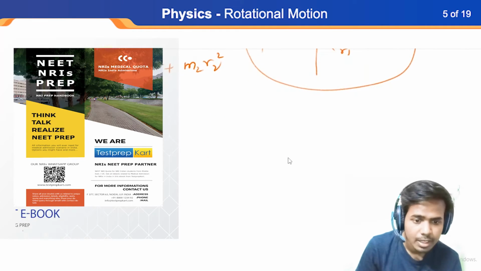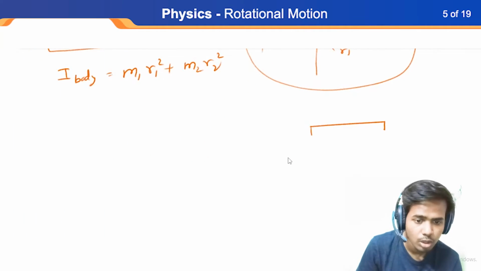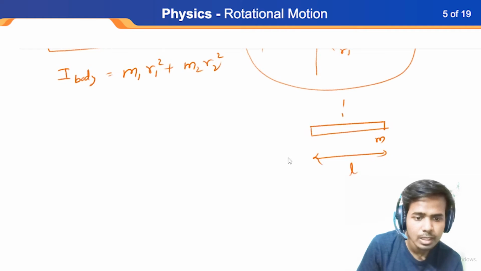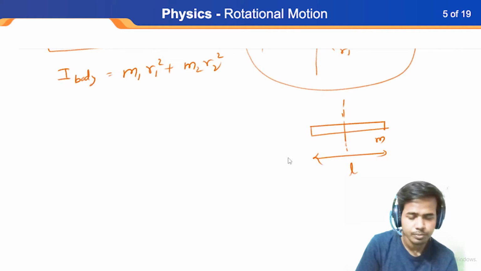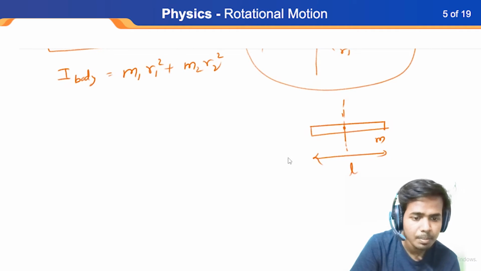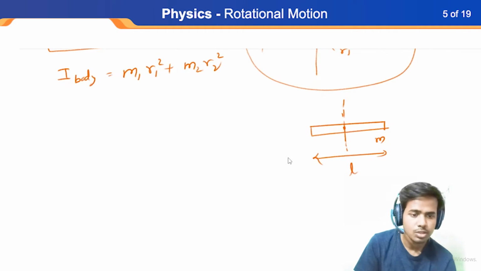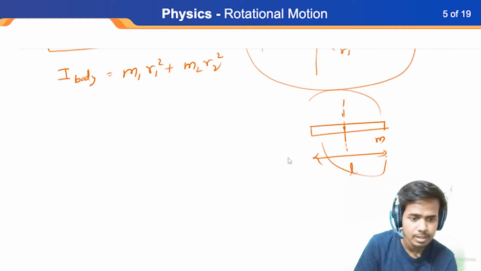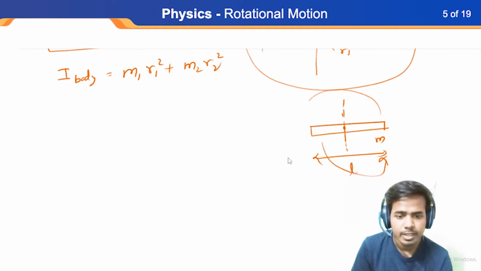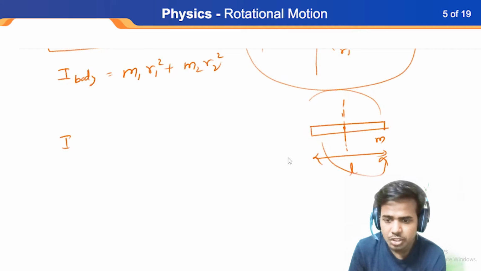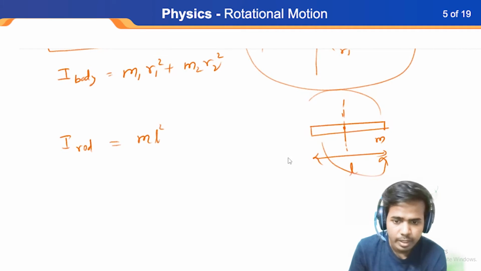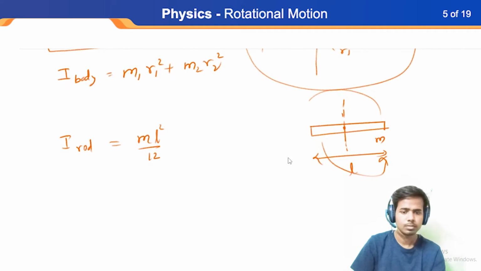For example, if you have a uniform rod of mass m and length l, the obvious thing could be the rotation of the body at the midpoint. So this will be rotating here like this. In this case, the moment of inertia of the rod is equal to m l square by 12.